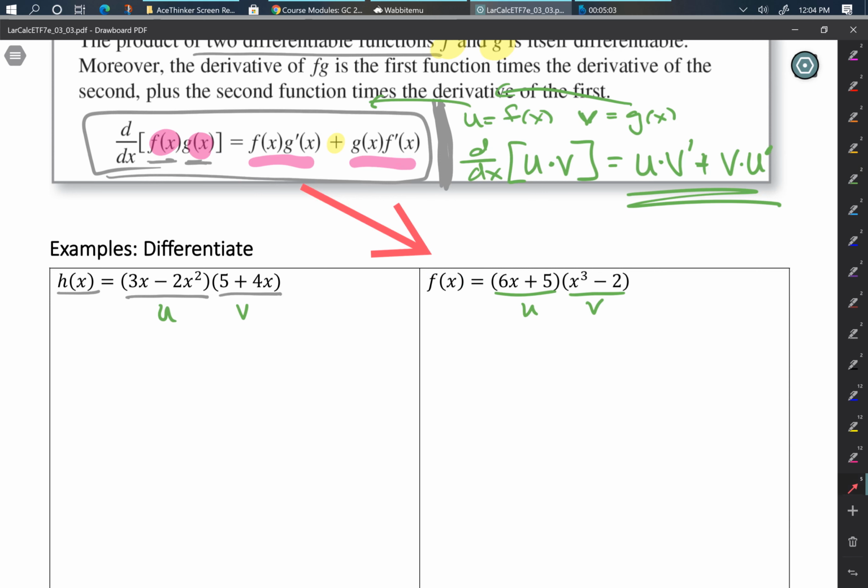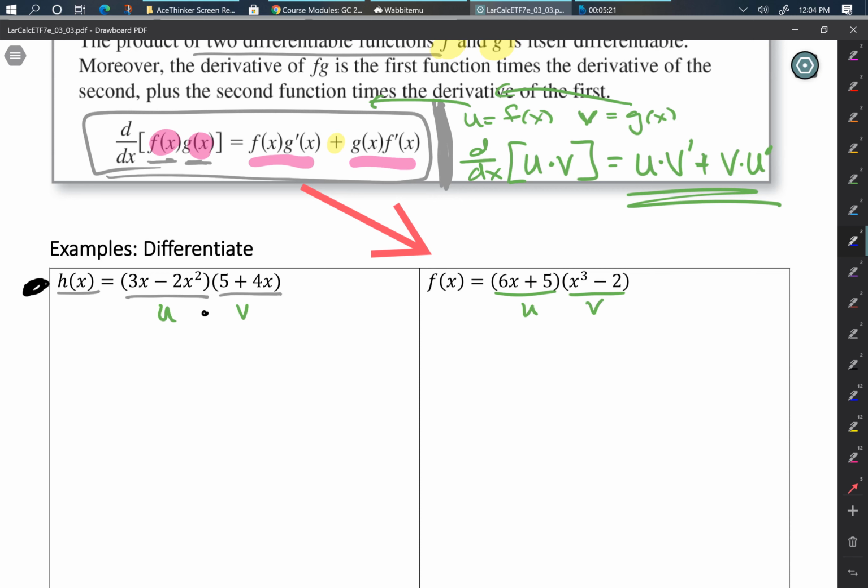Okay? All right, so back to the work. I'm over here on the left working on this problem. My job is to take the derivative of h of x. H of x is two things being multiplied together, u times v. Whenever I see two things being multiplied together, I need to use the product rule.